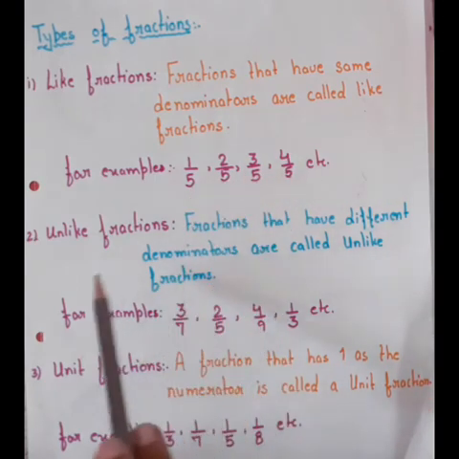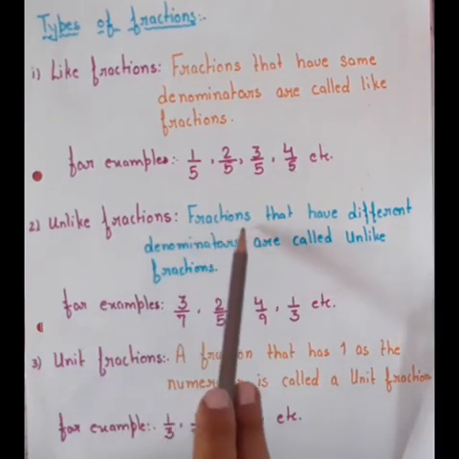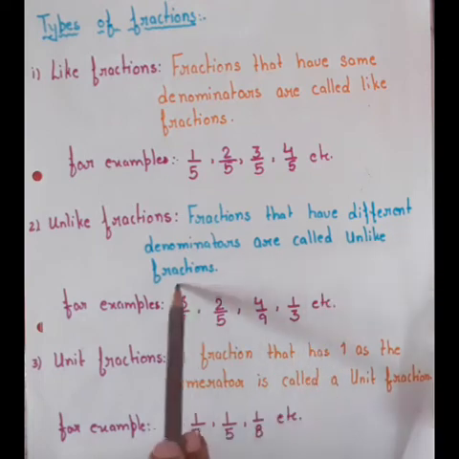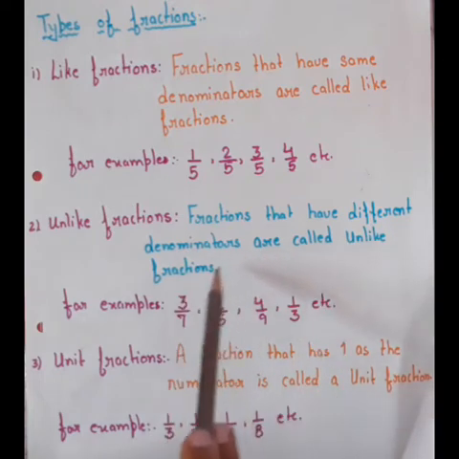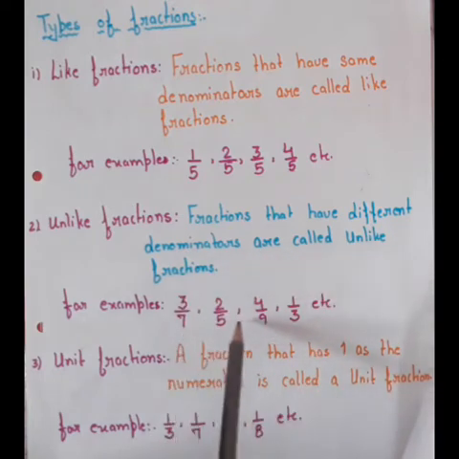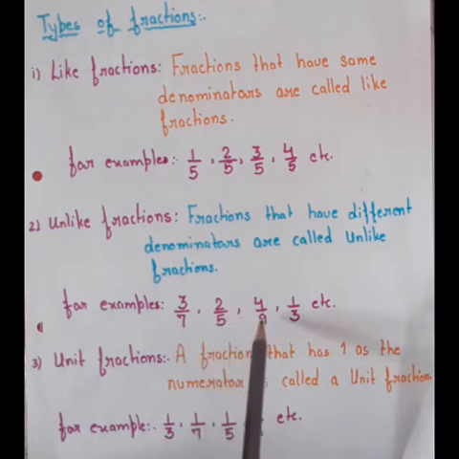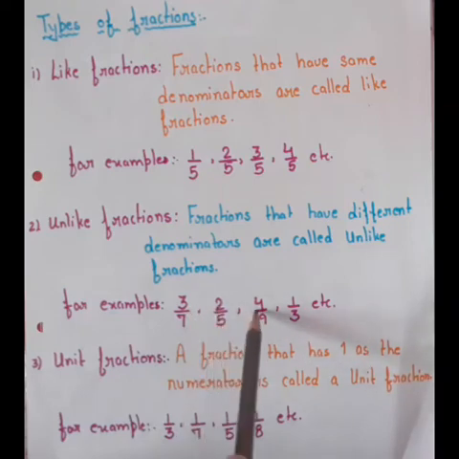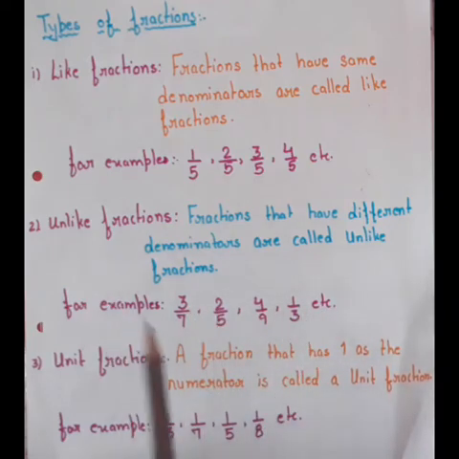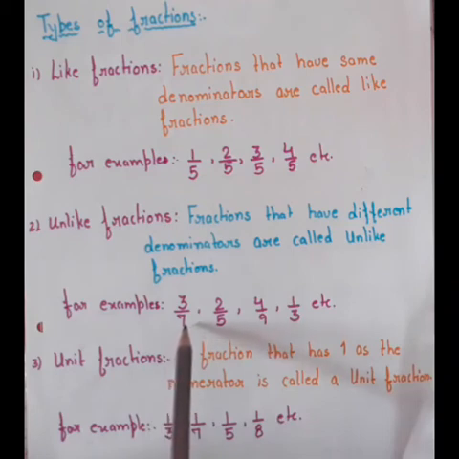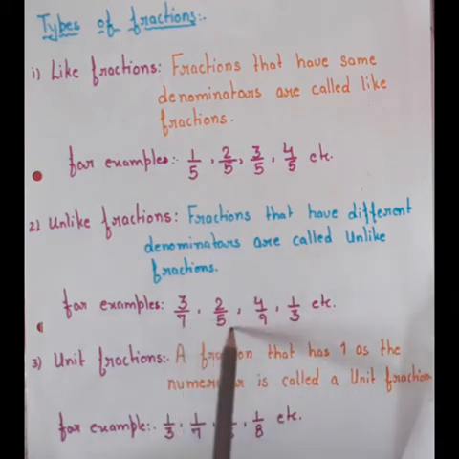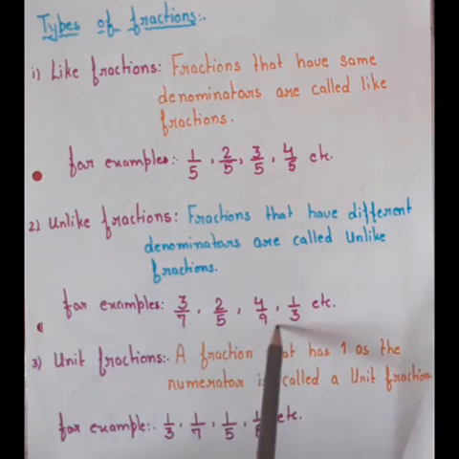Next is unlike fractions. Fractions that have different denominators are called unlike fractions. So if fractions have different denominators, then they are said to be unlike fractions. For example, 3 upon 7, 2 upon 5, 4 upon 9, 1 upon 3, etc. Here you can see each of them has a different denominator. So these fractions are said to be unlike fractions. Clear?